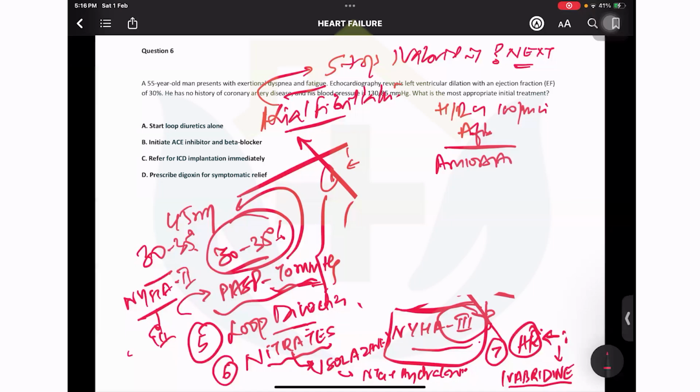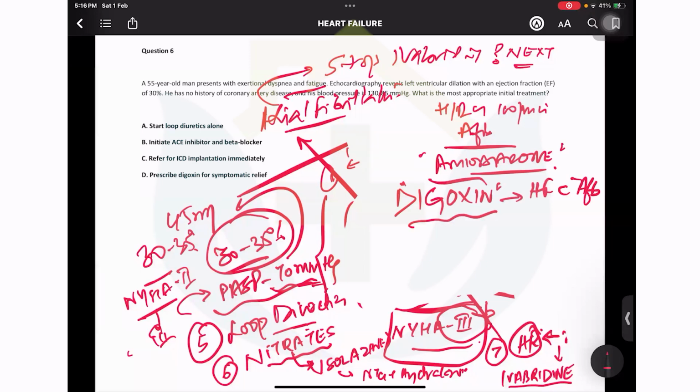I don't agree, because it is nowhere in the guidelines. What next? The only other drug that you can add is digoxin. So digoxin's only indication today is heart failure with atrial fibrillation. Right. Only. It has no mortality benefit, but it decreases hospitalization. So the hospitalization rate is decreased with digoxin.